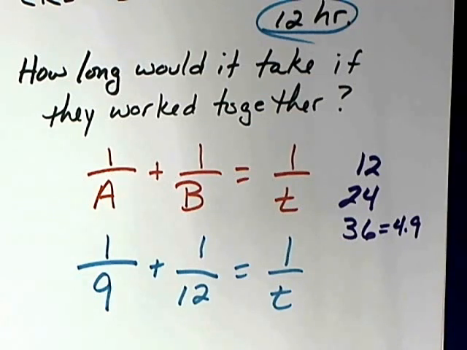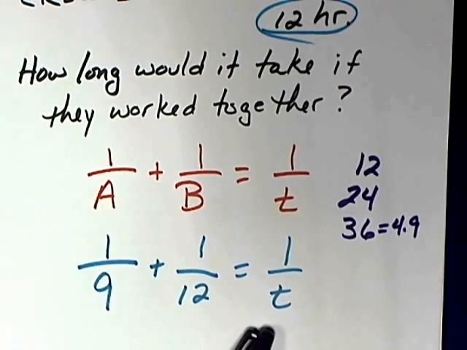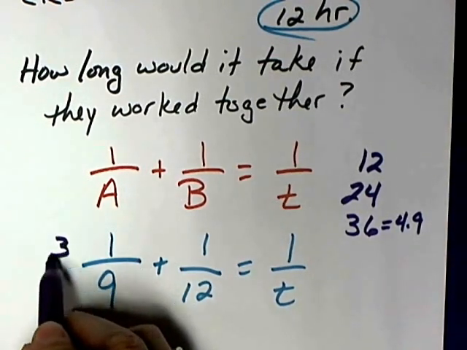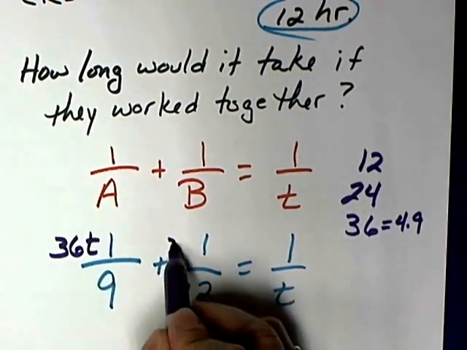So 36 is the first number that they multiplied to. Well, wait. It wasn't just 9 and 12. I have to remember T as well. So my LCD is going to be 36T. So I'm going to multiply every term on top only by 36T.